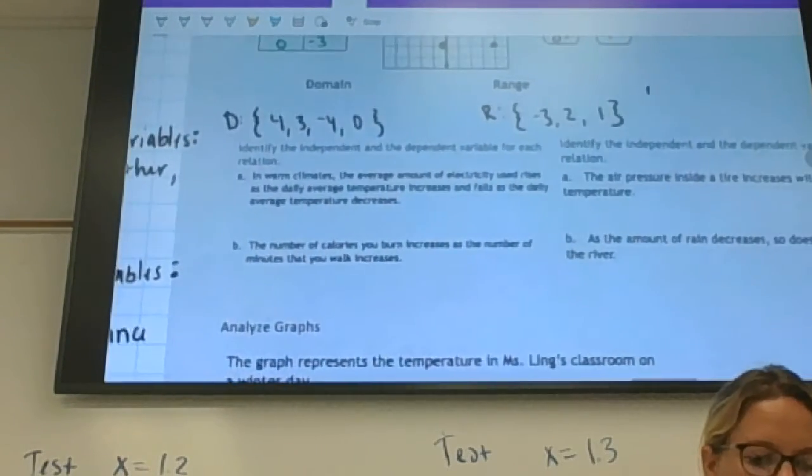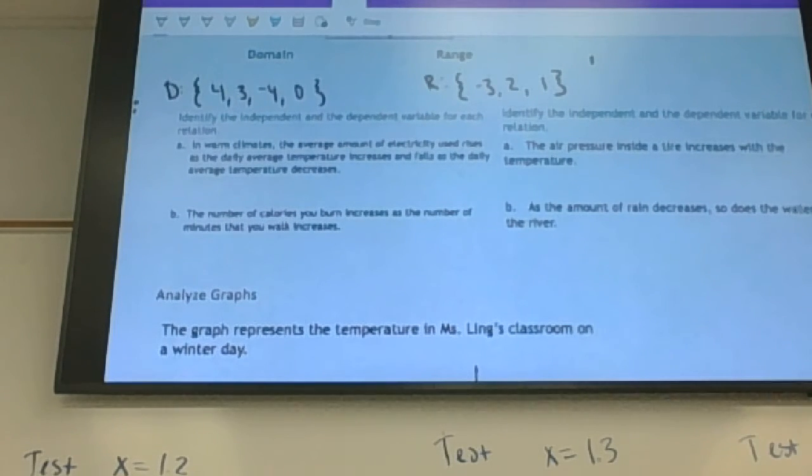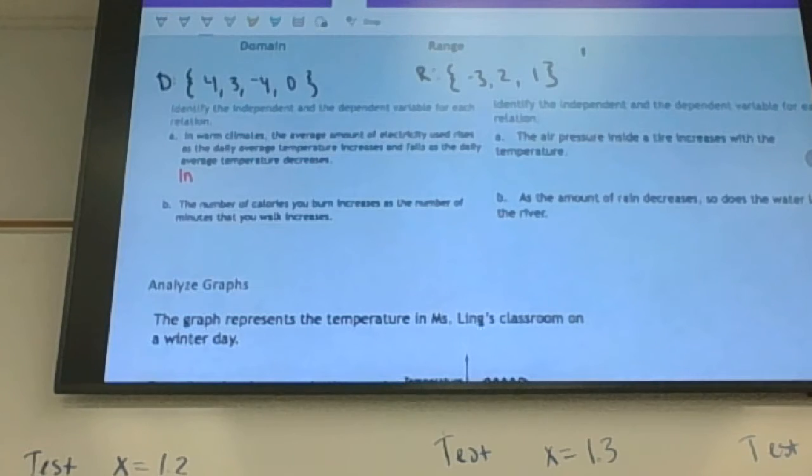Okay, here we go. Identify the independent and dependent variables. In warm climates, the average amount of electricity used rises as the daily temperature increases and falls as the average temperature decreases. So there's an independent variable and a dependent variable here.